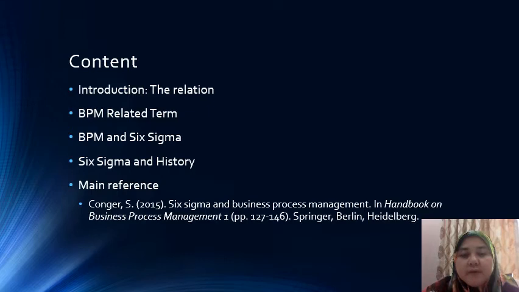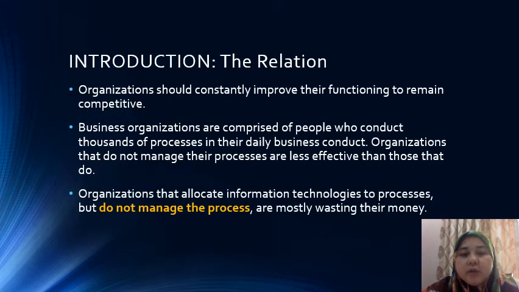Now we have a main reference. I will give you the reference later. The main reference is entitled Six Sigma and Business Process Management, in the Handbook on Business Process Management by Springer. It was written by Conger in 2015. All right. So we're going to look at the relation as for the introduction.